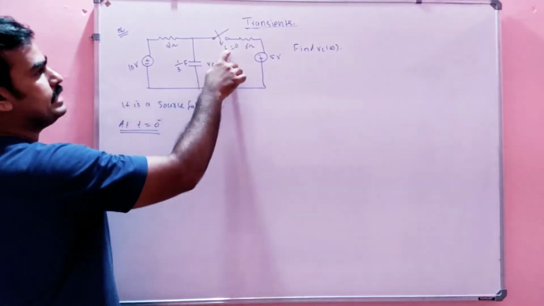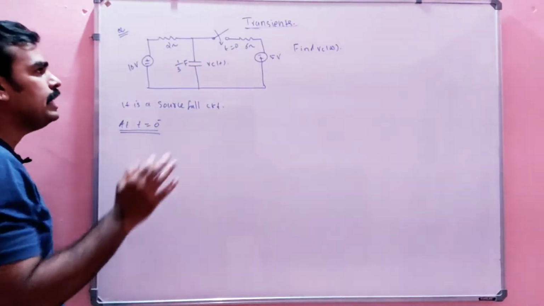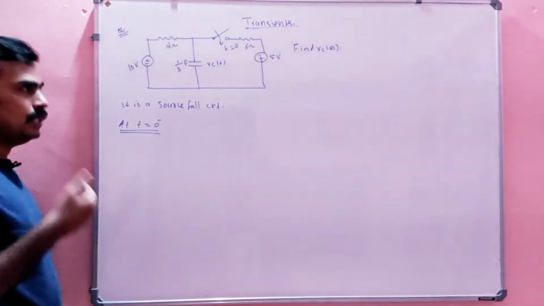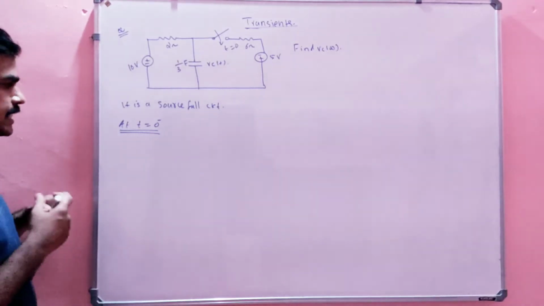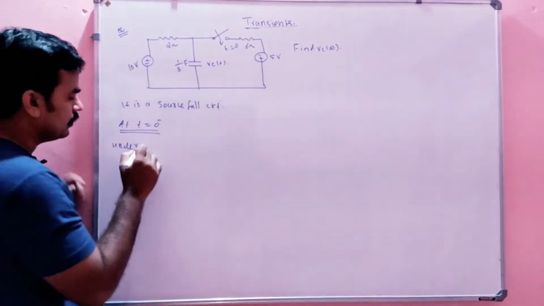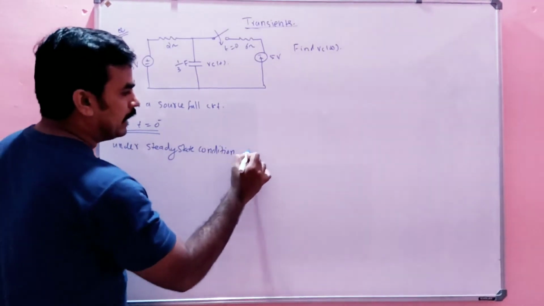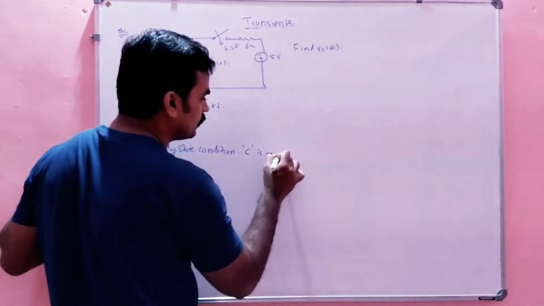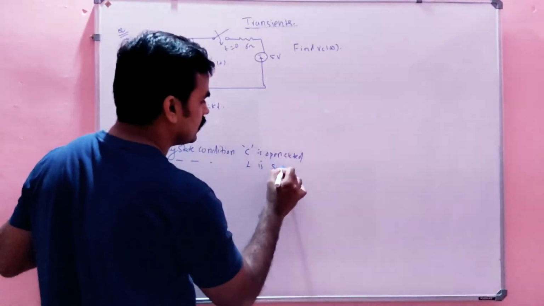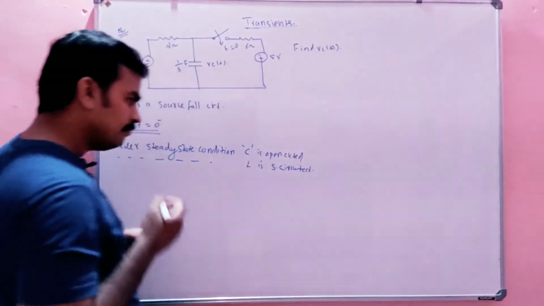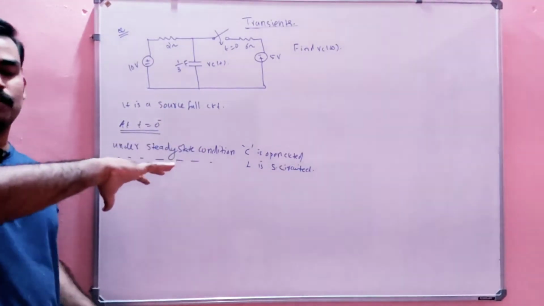Before t is equal to 0, the switch is open. That means this is not in the circuit, only this will be here. And t equal to 0 minus means it's a steady state condition. So under steady state condition, capacitor C is open circuit and, in the same manner, L is short circuit. This is very, very important. I will explain why. Under steady state condition means the capacitor has existed in the circuit for a very long time.